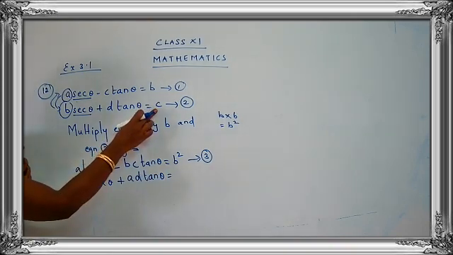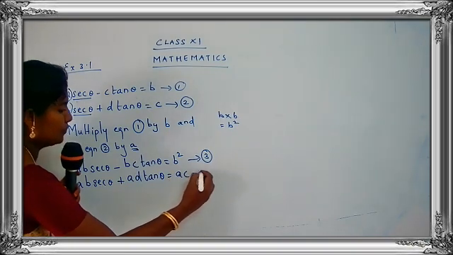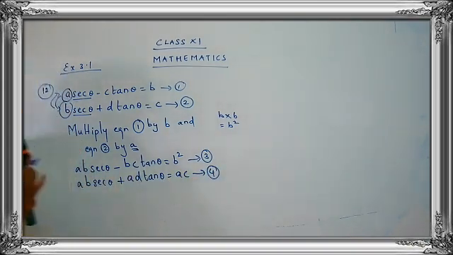Now, what do you have here? C, and you have to multiply by A. So you get AC. So put this as number 4. So you get a new equation: AB sec theta plus AD tan theta is equal to AC. Are you clear, children? Okay.